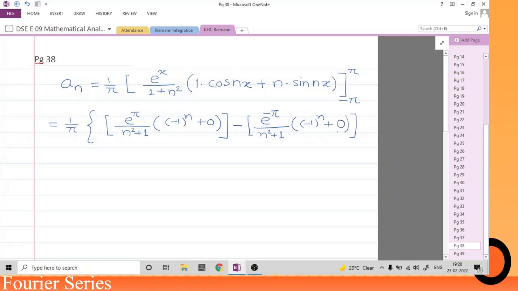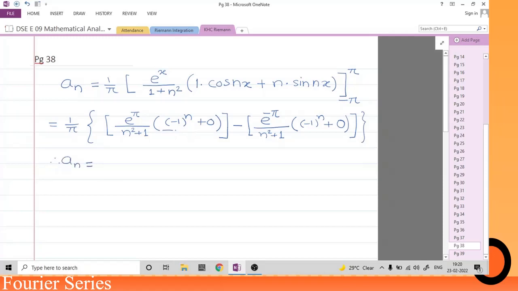Sin of minus theta is minus sin theta. So sin of negative n pi is minus of sin n pi, but it is anyhow 0. Okay. So let us simplify this.